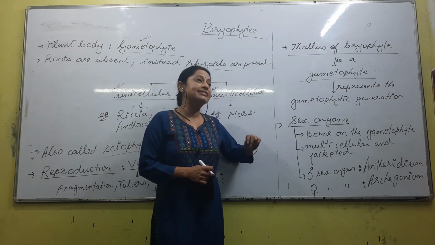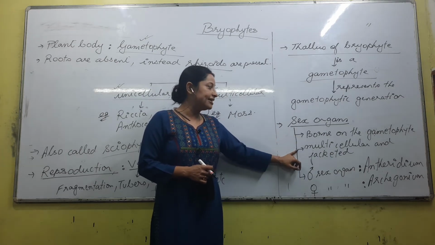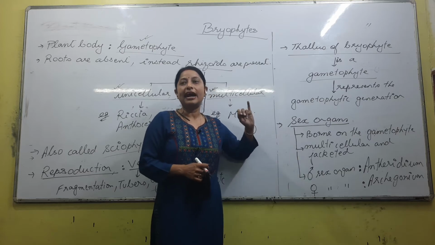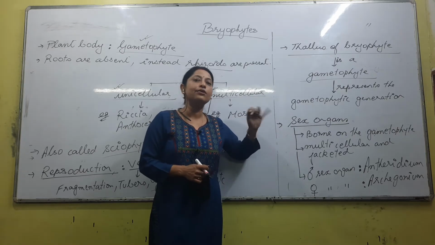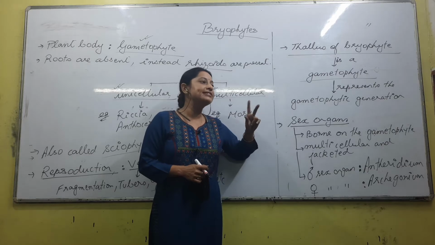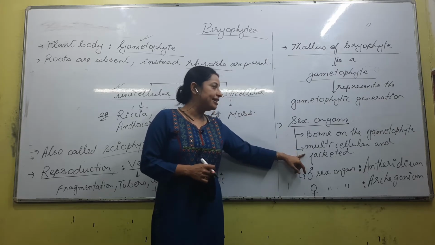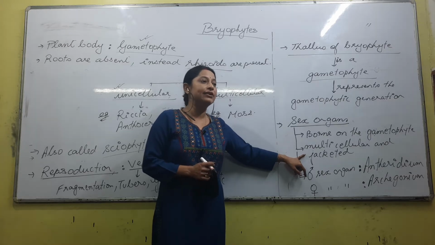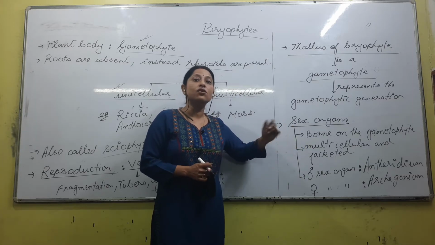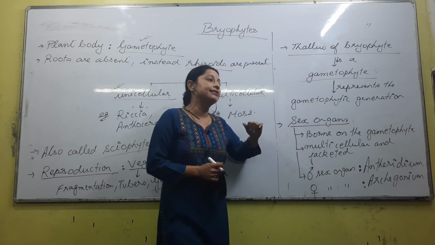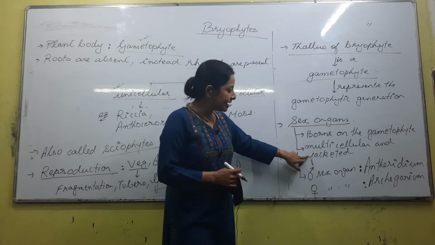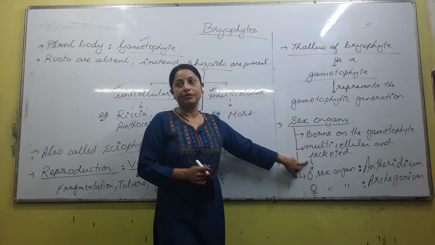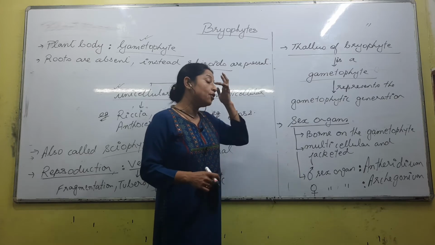One point of comparison: in algae, archegonium is absent, while bryophytes have an archegonium. Antheridium is present in both. Next, in algae, sex organs are unicellular and non-jacketed, with one exception. The exception was Chara. But in bryophytes, what have we seen? Multicellular and jacketed.